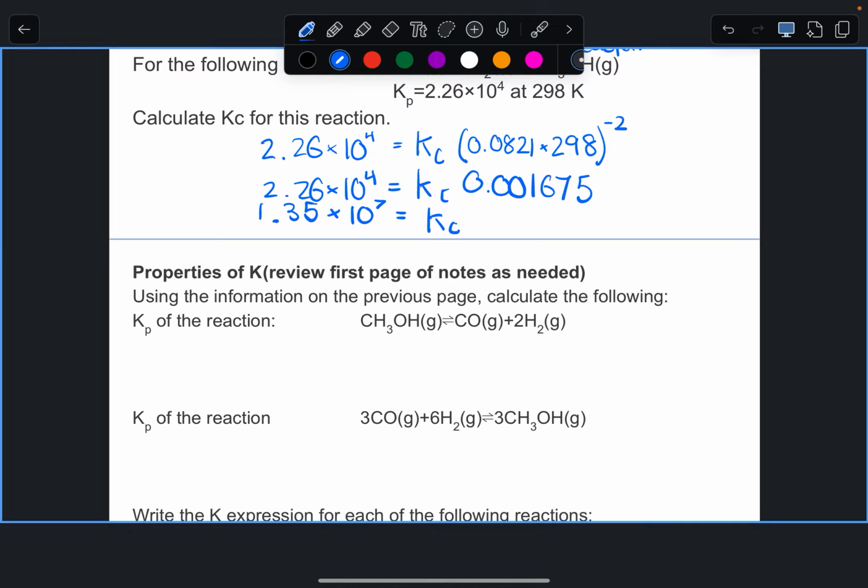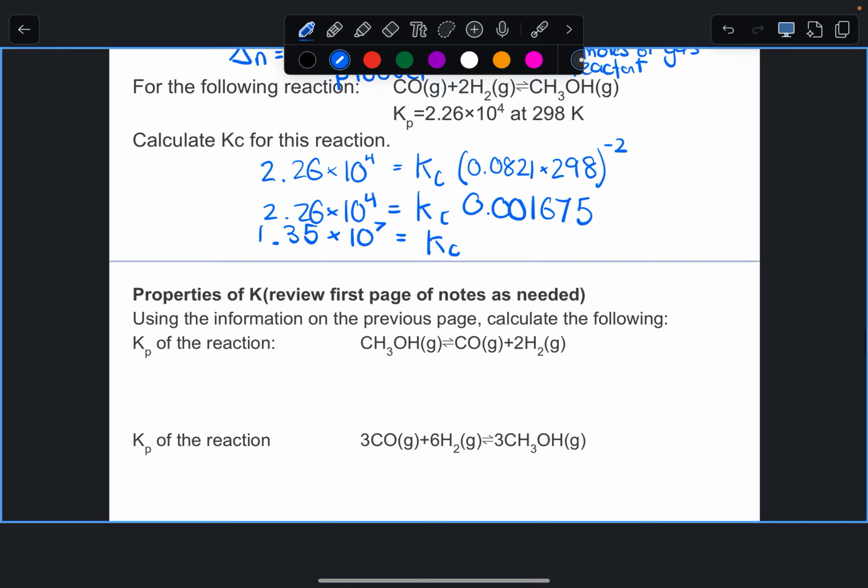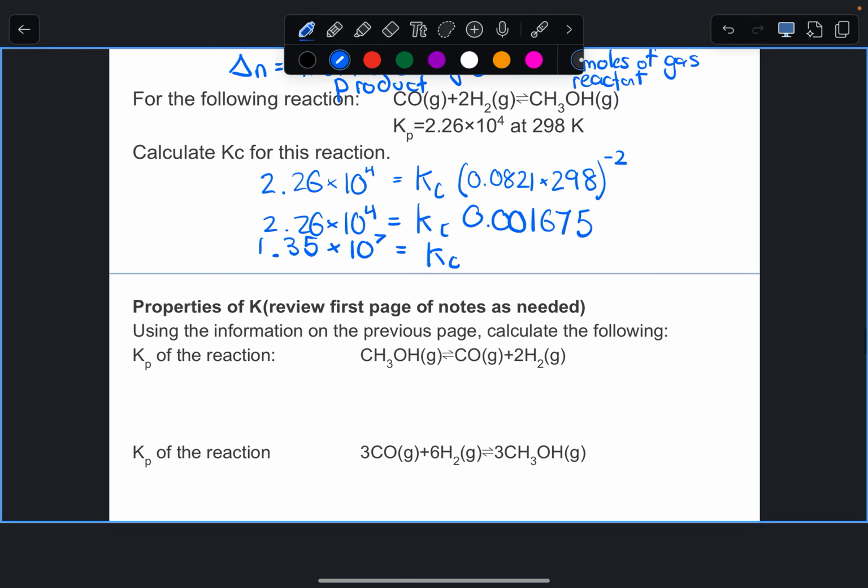Can you scroll just a little bit? How did you know the delta n was negative? Yeah, so that's where you do the number of gases on the product side, so 1 in that case, just the CH3OH, and then you subtract however many there are on the reactant side, the total number. So there's 1 CO and then 2 H2s.